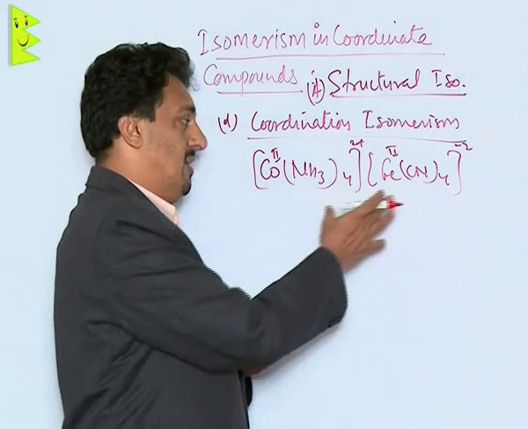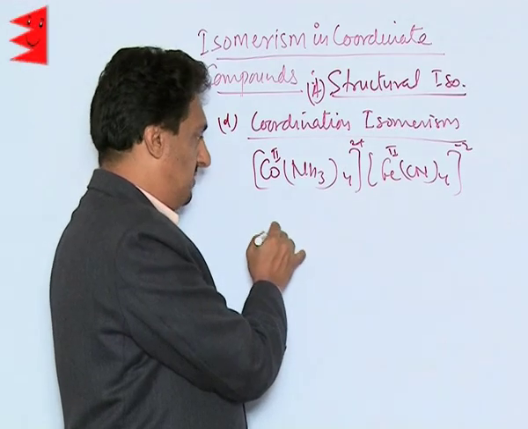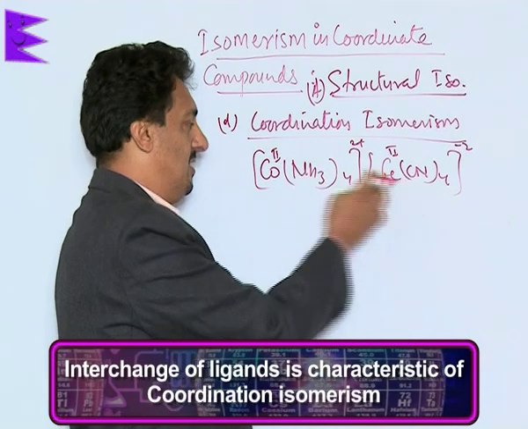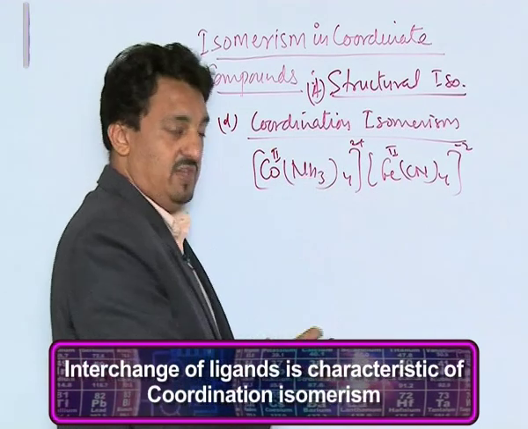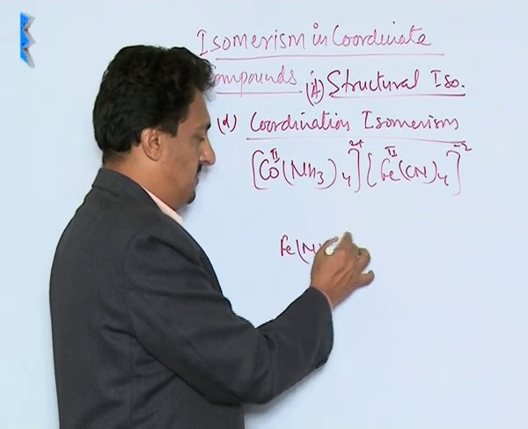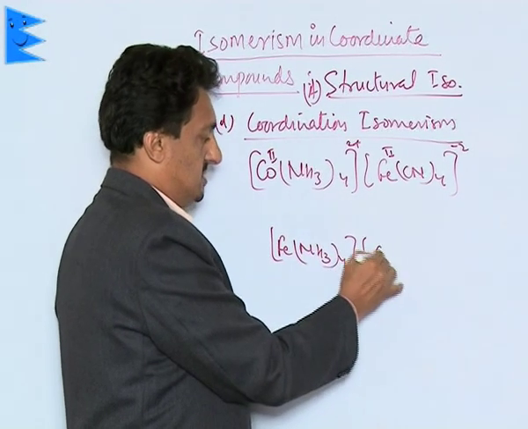coordination compound with the same molecular formula, in which we will find that the ligands exchange their metal ions. Like cyanido will go to the cobalt and the amine will go to the Fe. So in that case the next isomer we can draw out of this will be this one.